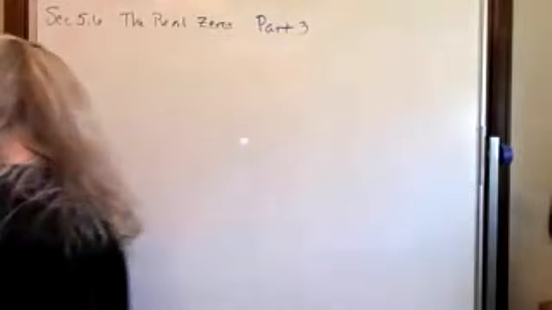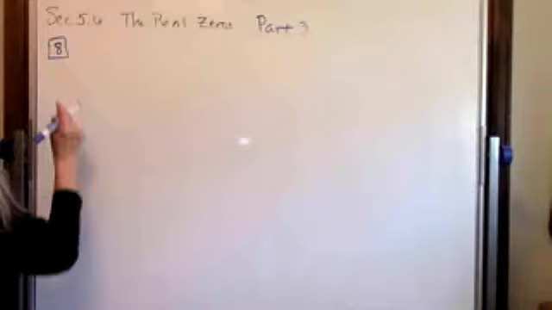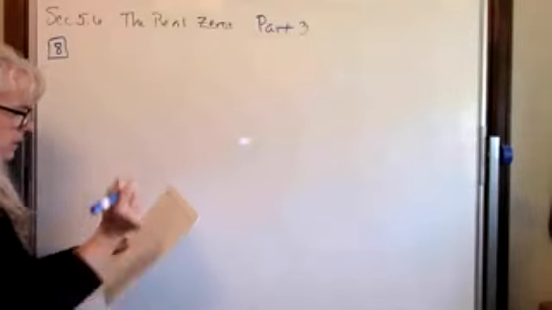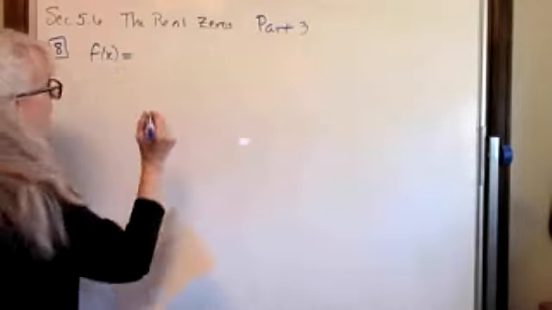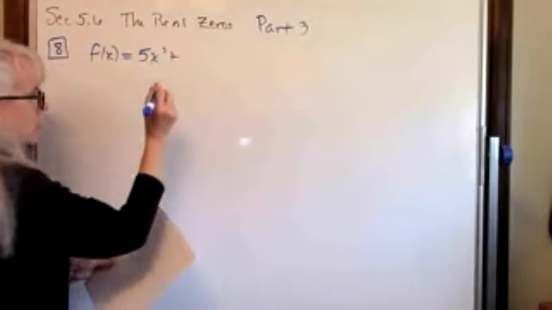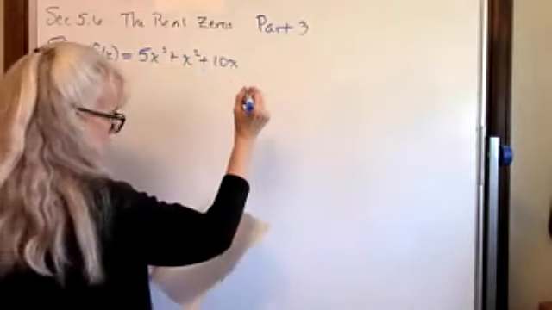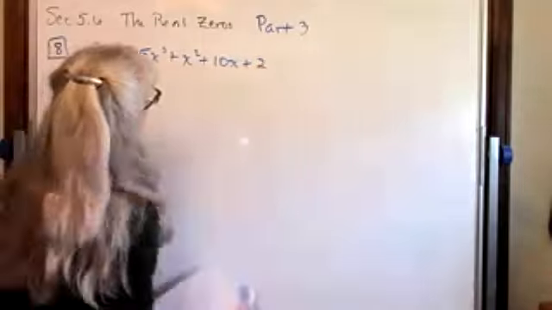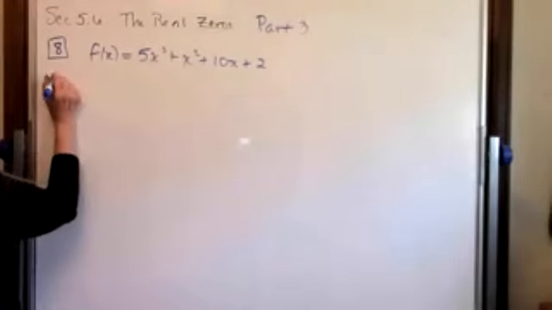So example 8, same directions. We're now going to throw a coefficient in to show what's going on. Find the real zeros of f of x equals 5x to the third plus x squared plus 10x plus 2. So we're going to find the zeros, and then we're going to factor it over the real numbers. So same steps.